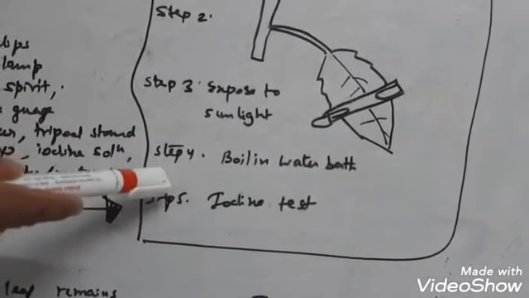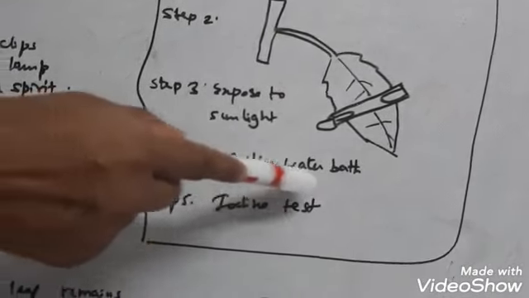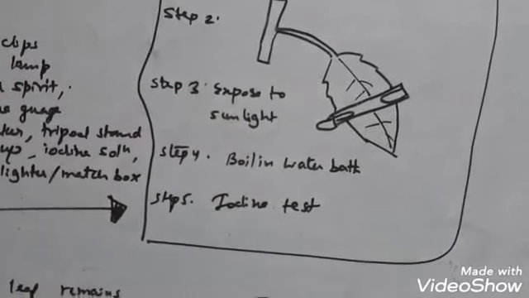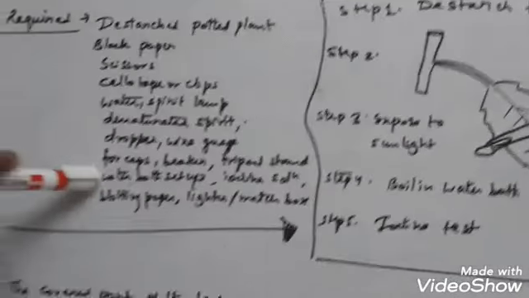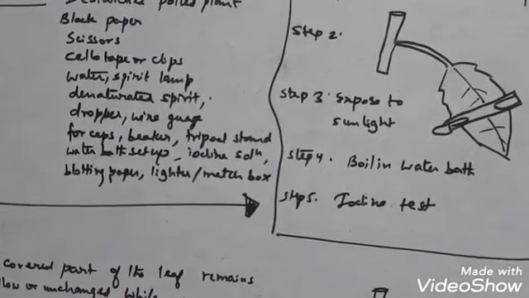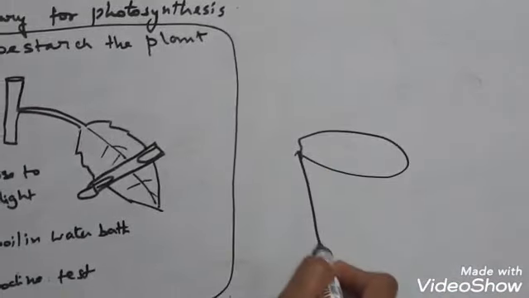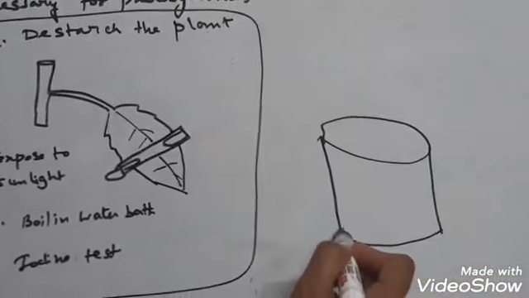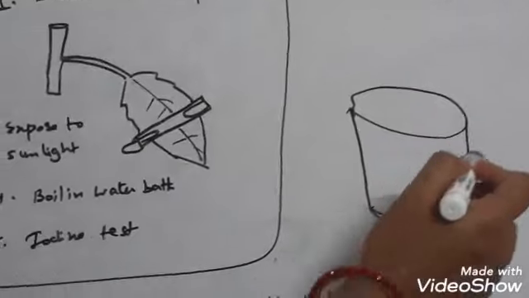Step 3. Step 4, what you will do, you will boil in the water bath. Now what is the water bath? That I already told you. I will make you understand about the water bath. Now water bath setup means you will take a beaker, okay, right? You will take a beaker. Now why are you taking a beaker? You are taking a beaker so that you can put some water here. So put some water here.